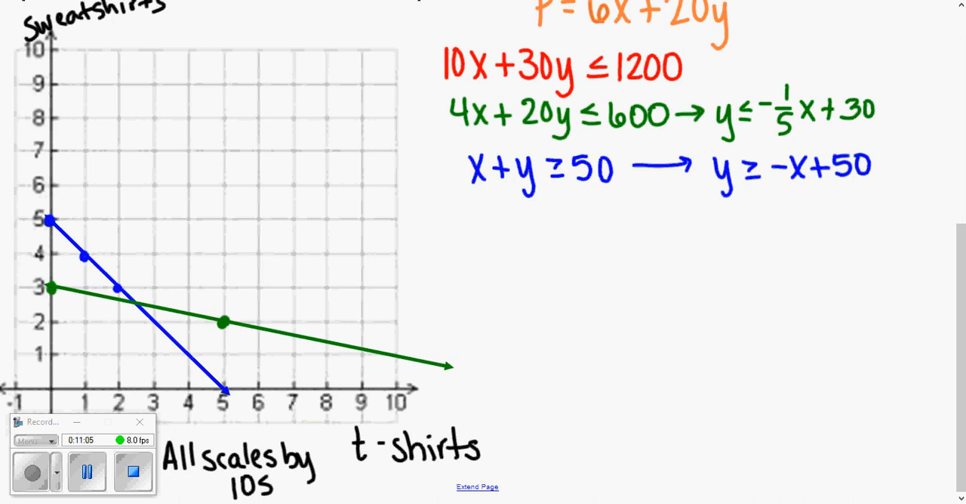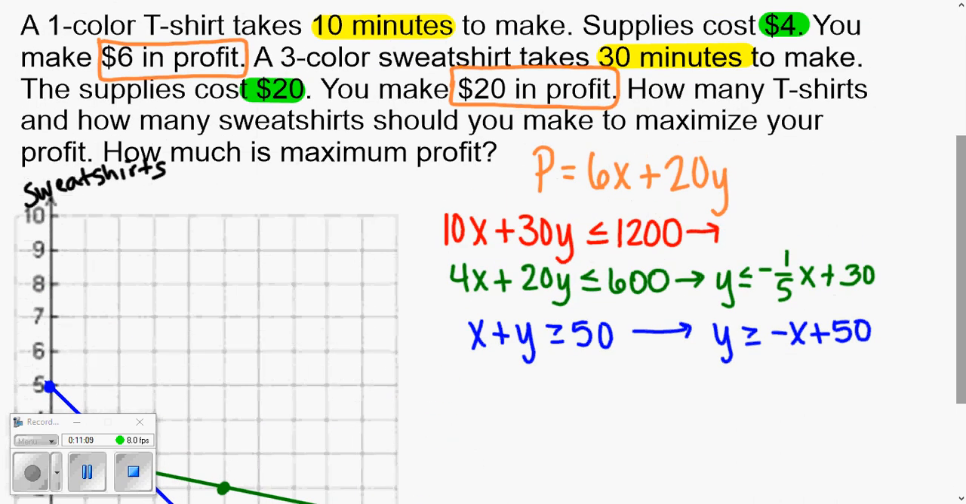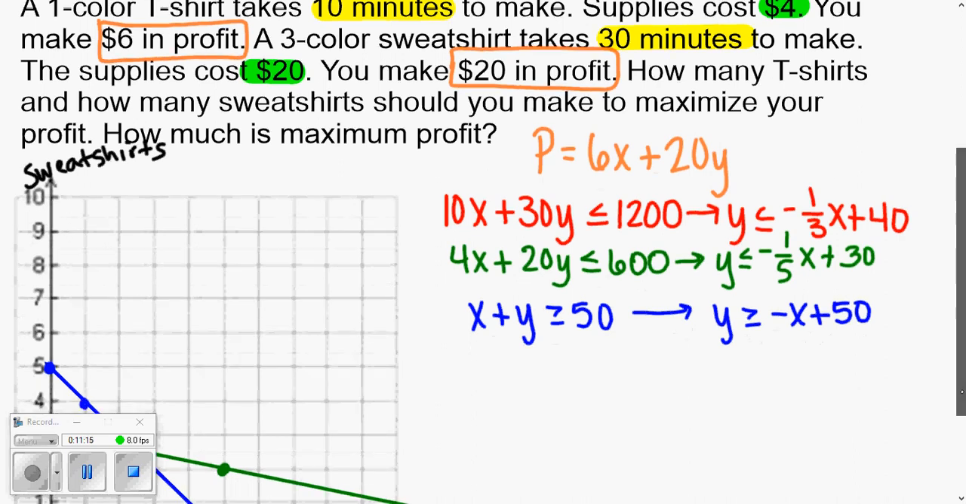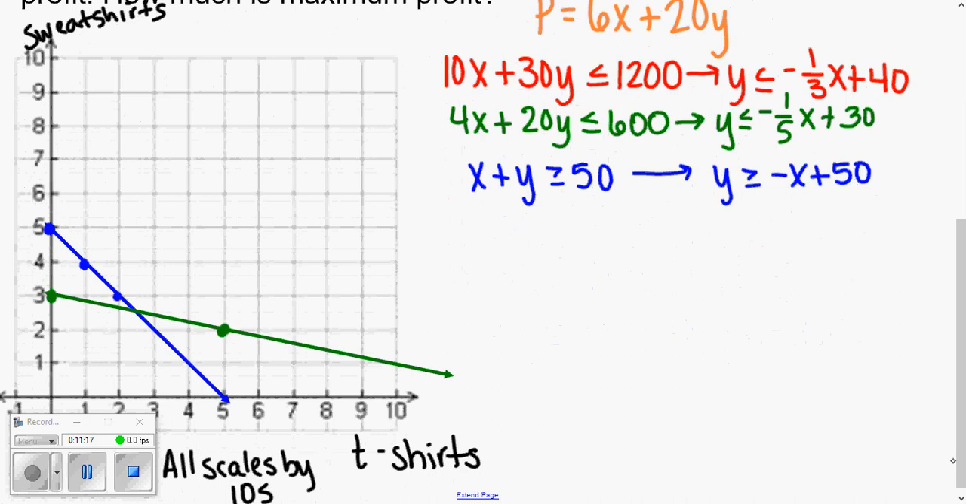And then the last one is red. Again, take a second, pause the video, and solve the red inequality. You should have gotten y is less than or equal to negative 1/3 x plus 40. That line crosses at 4, goes down 1 over 3.